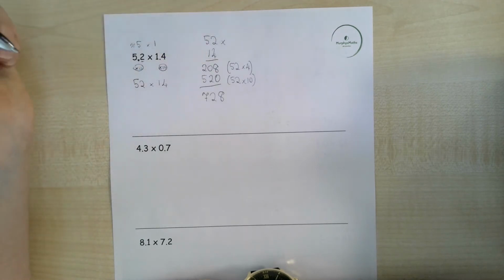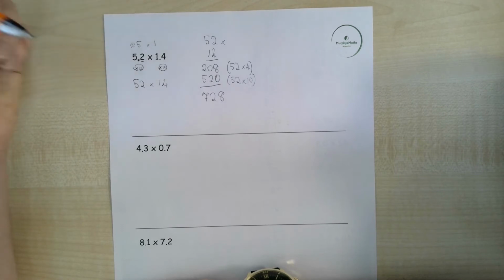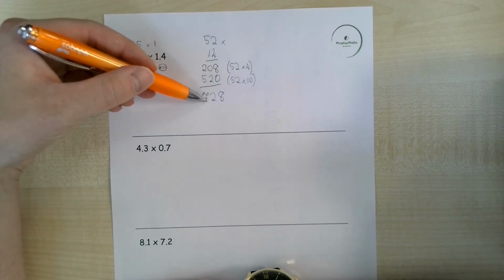But if you recall, I mentioned earlier, what we actually need to do is 5.2 multiplied by 1.4, not 52 times 14. And I did say the answer should be somewhere around 6 or maybe 7 point something. So it is very likely that our answer should be 7.28.